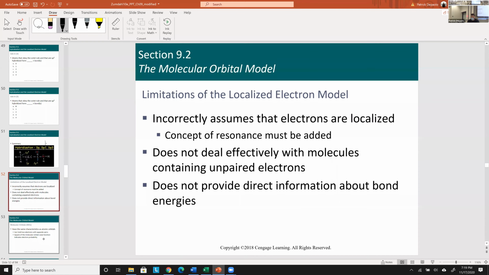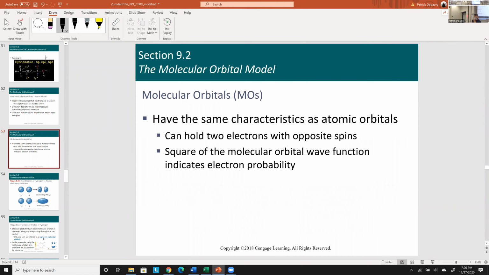But anyway, what we can do is talk about the molecular orbital model, which is pretty neat. It can tell us multiple things. It can tell us the magnetism of a bond, whether it's paramagnetic or diamagnetic.